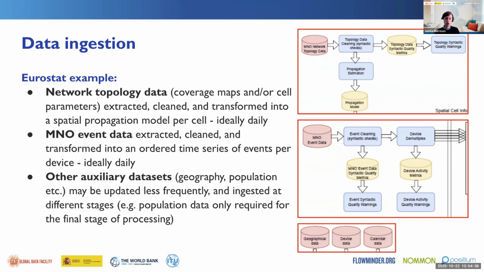And then there are other auxiliary data sets. So for example, geographical data, maybe administrative boundaries, calendar data, so the details of which days are public holidays, things like that. These might be updated less frequently, maybe on an as-needed basis rather than at regular frequency. They might be needed at different stages. So for example, if we've got population reference data for bias adjustment, that's maybe only needed at the final stage of processing, so might be ingested at a different stage.